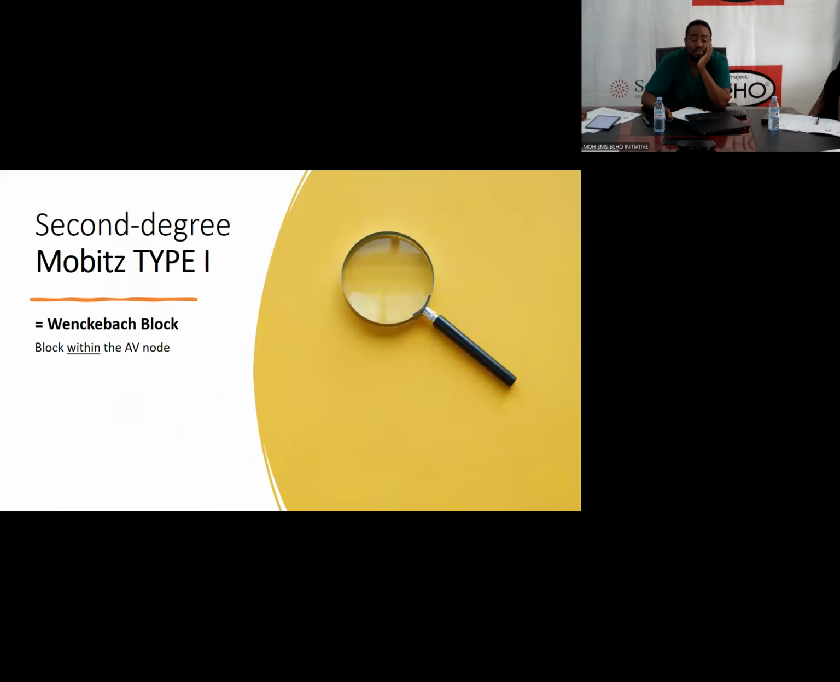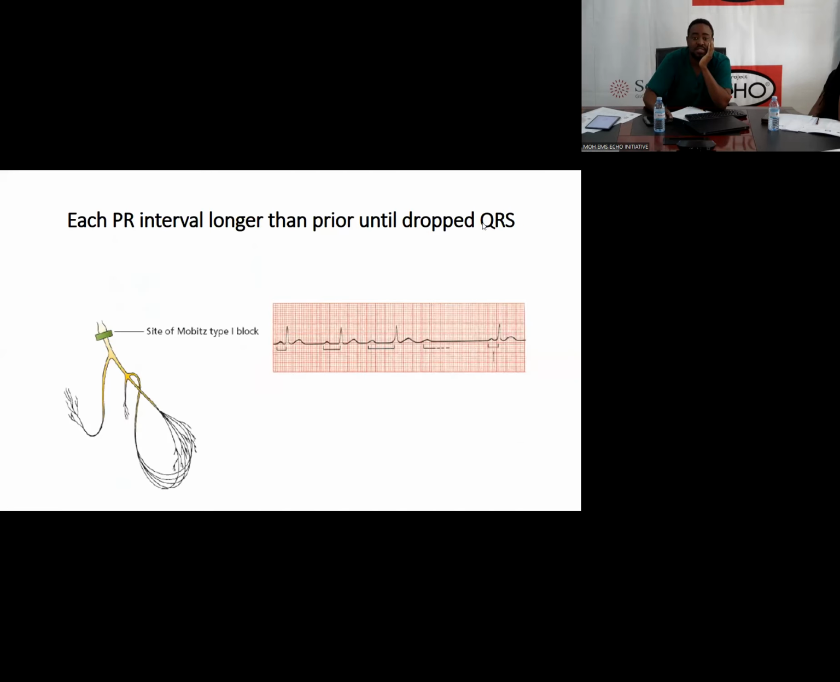Then for second degree type 2, we have random drops in QRS complexes. So this one is not very compatible with life and oftentimes needs a pacemaker. So what we see on an EKG is this. You see a P, QRS, P, QRS, until you see a P and no QRS. Means there was no conduction at that point.